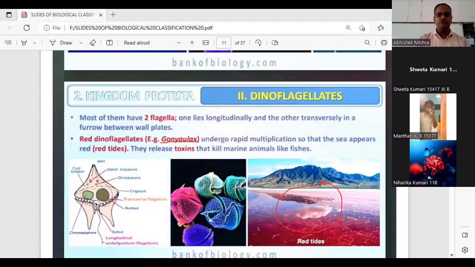Okay, is it clear to all? The dinoflagellate is clear to all? Why and how do the dinoflagellates or the red tide appear, and what are the special features for this? Okay, fine.